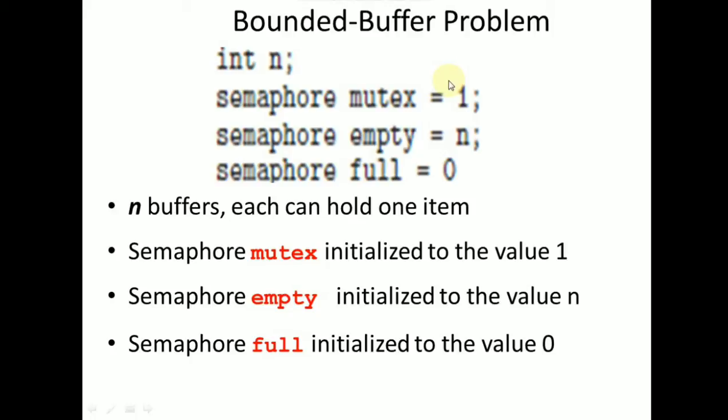The next two that we have are counting semaphores, empty and full, where empty is initialized to n and full is initialized to 0. Empty is used to count the number of empty buffers and full is used to count the number of full buffers, by the producer and the consumer. Now let us look at the code of the producer and consumer.